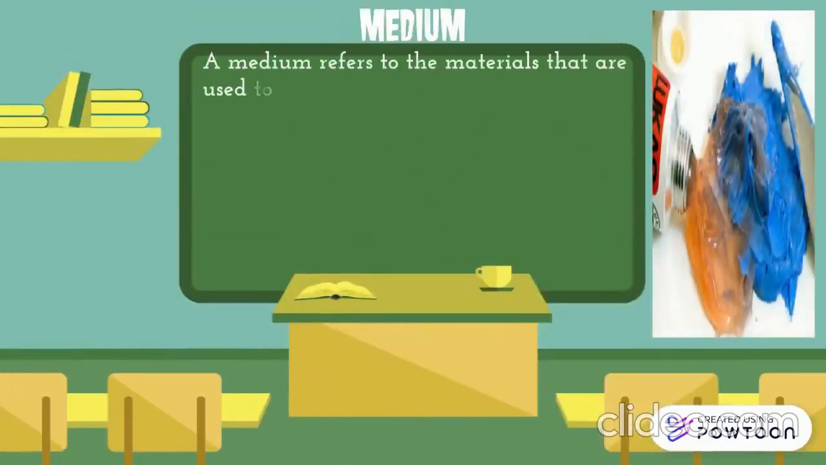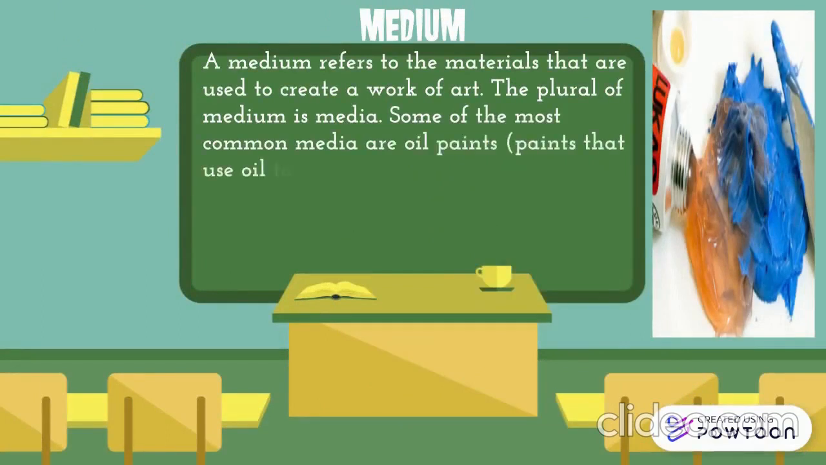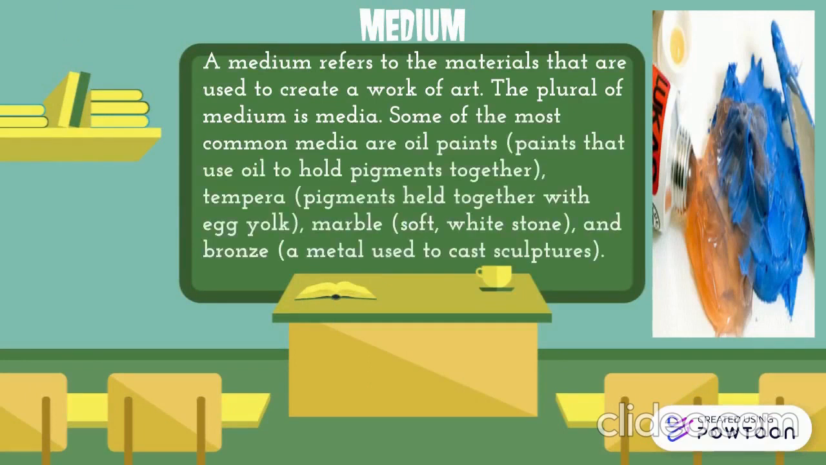Medium. A medium refers to the materials that are used to create a work of art. The plural of medium is media. Some of the most common media are oil paints, paints that use oil to hold pigments together; tempera, pigments held together with egg yolk; marble, a soft white stone; and bronze, a metal used to cast sculpture.